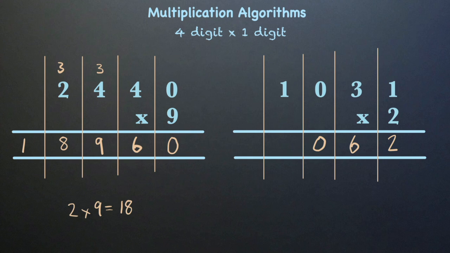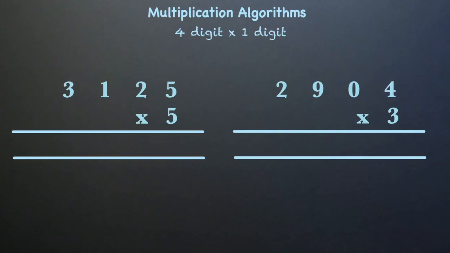And then we've got 1000 multiplied by 2. We know 1 times 2 is 2. So 1000 multiplied by 2 is going to be 2000s, and we record it with the thousands. There's my answer, 2062. Let's have a look at a couple more.